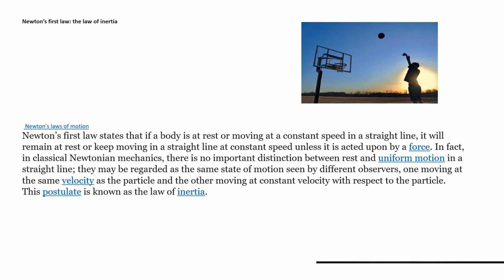straight line. They may be regarded as the same state of motion seen by different observers, one moving at the same velocity as the particle and the other moving at constant velocity with respect to the particle. This postulate is known as the law of inertia.